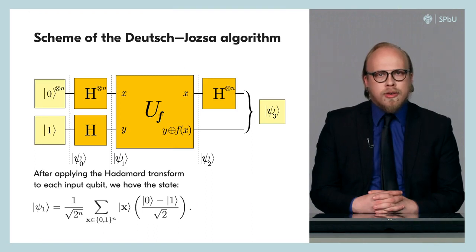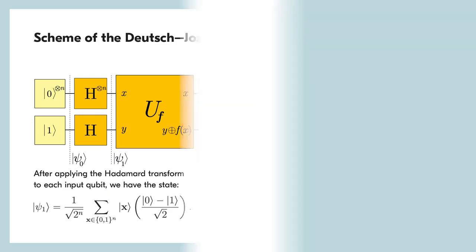After applying the Hadamard transform to the qubit state psi0, we get the state psi1. This state is a tensor product of the normalized sum of the states of all possible values of n-bit strings and the normalized difference of states 0 and 1 for the last qubit.